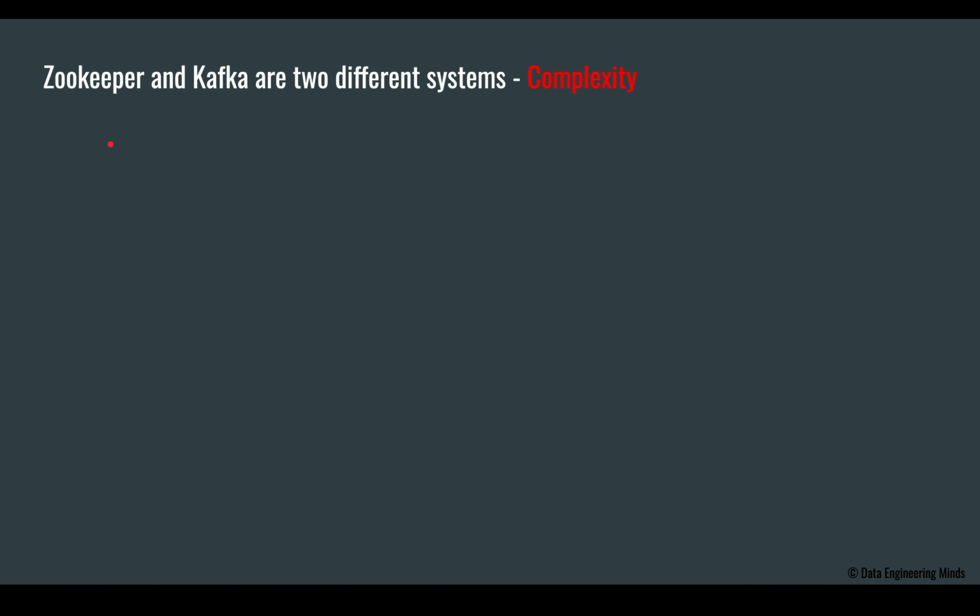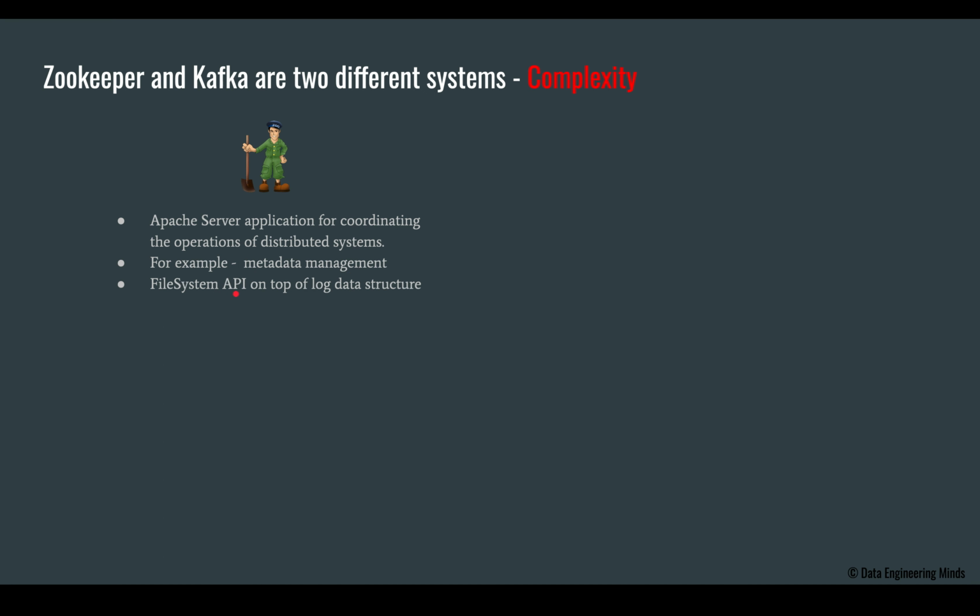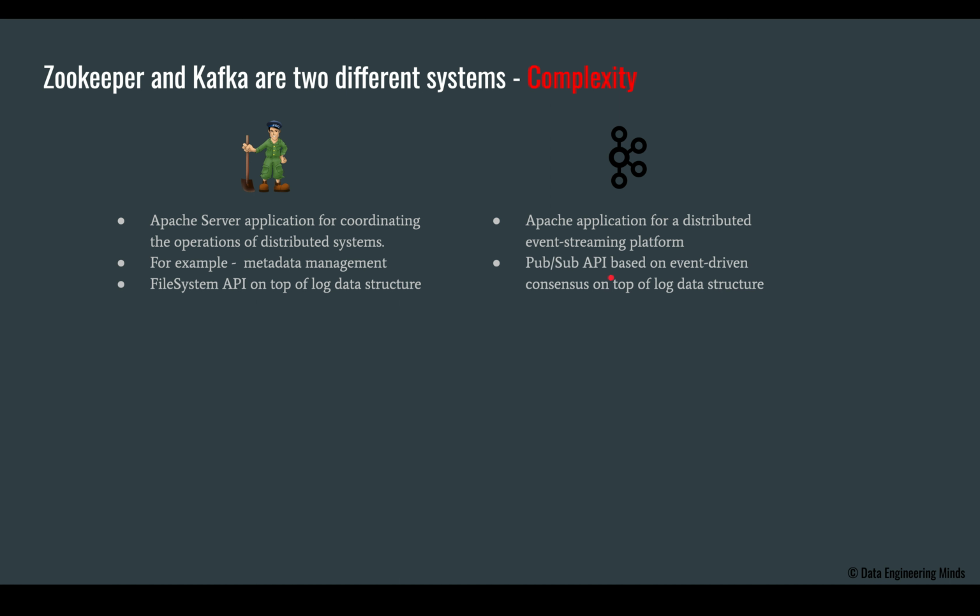So first, Zookeeper and Kafka are two different systems. Zookeeper is an Apache server application that is responsible for coordinating the operations of a distributed system. For example, it performs metadata management in distributed systems. It also provides a file system API on top of a log data structure. Log is nothing but the partitions that we discussed before, that is the area on the disk where the actual application data will be stored. Whereas Kafka is an Apache application that provides a distributed event streaming platform. Kafka provides a PubSub API based on an event-driven architecture on top of a log data structure.